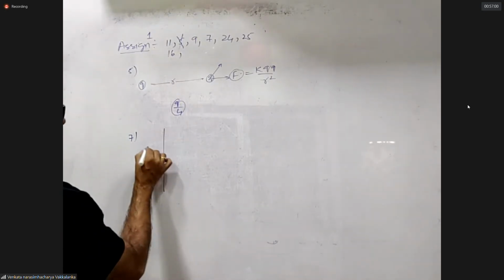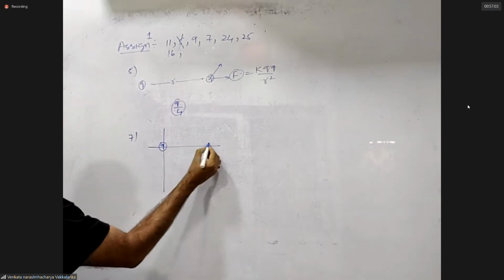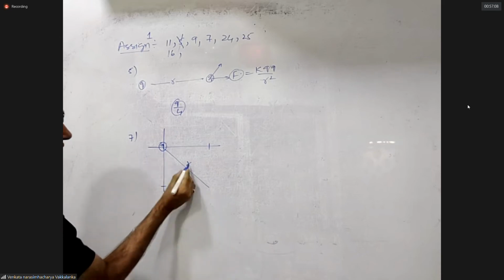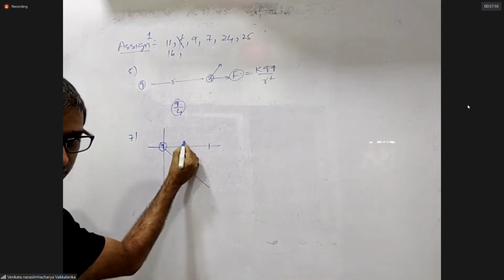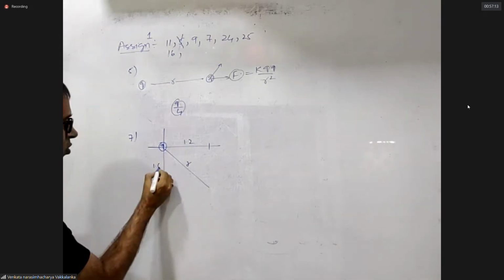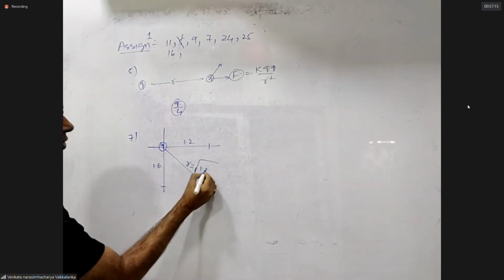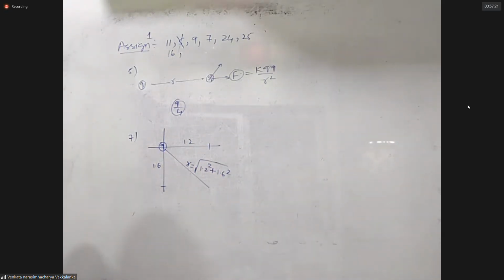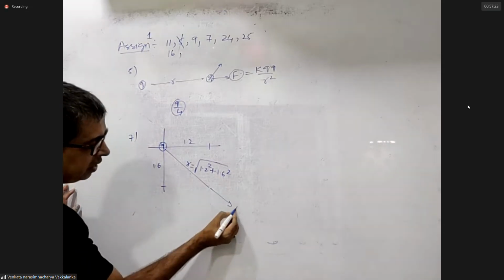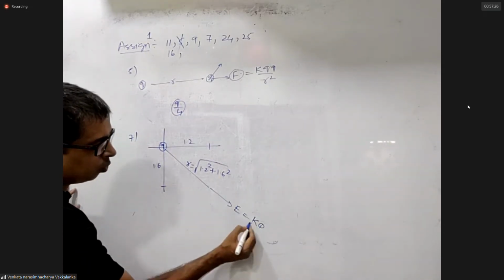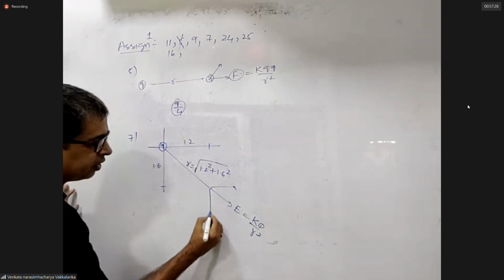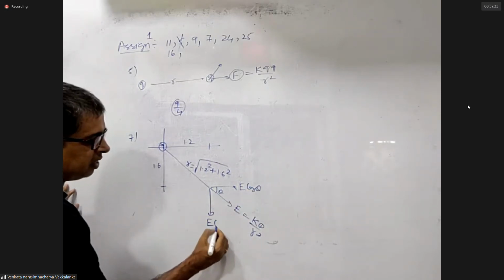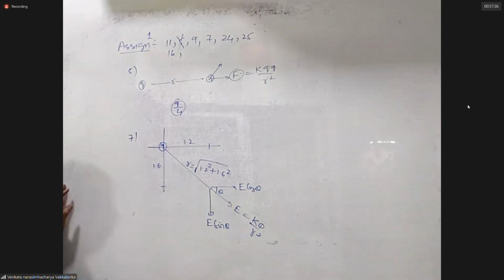The 7th is an easy question, but for reasons not understood, every batch is asking about it. This is R. Can I calculate the value of R? You gave me X as 1.2, Y as 1.6. R is root over 1.2 whole square plus 1.6 whole square, right? So here the field will be in this direction, KQ by R square. Its horizontal and vertical components will be E cos theta and E sin theta. Can I report the answer?